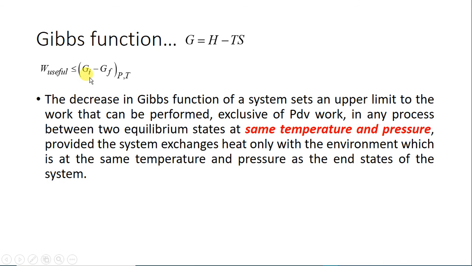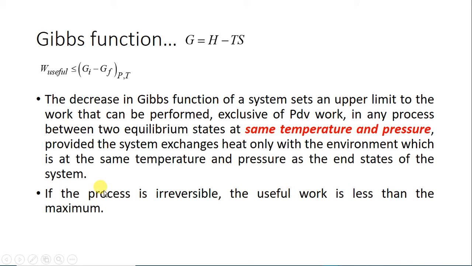What are the equilibrium states? I and F at the same pressure and temperature, so P and T, provided the system exchanges heat only with the environment which is at the same temperature and pressure as the end states of the system. Okay, so end state is equal to environment state. Now if the process is irreversible, useful work will be less than the W useful max. So this W useful will be less than Gi minus Gf when pressure and temperature is constant.